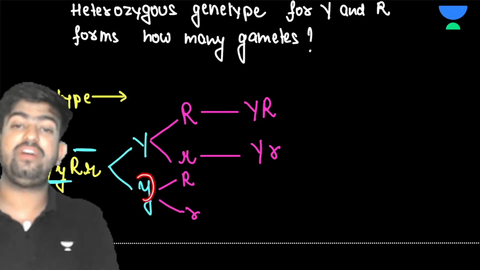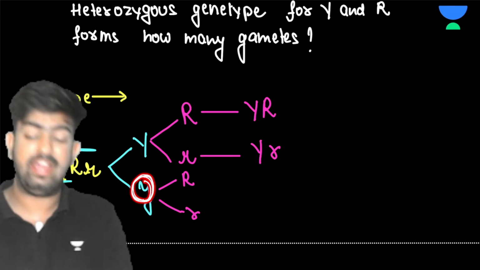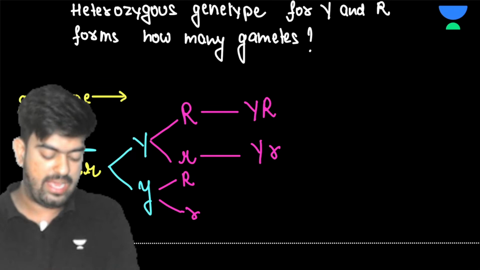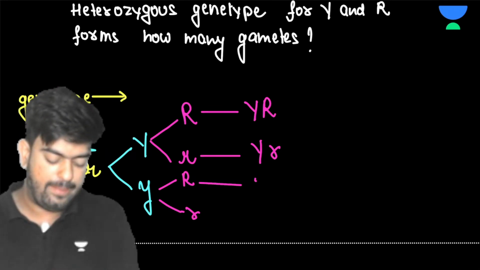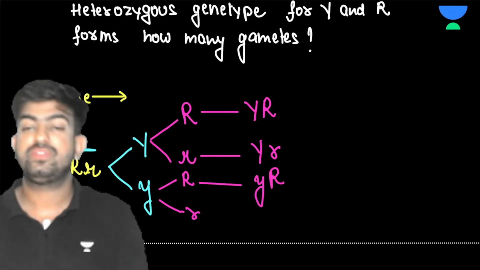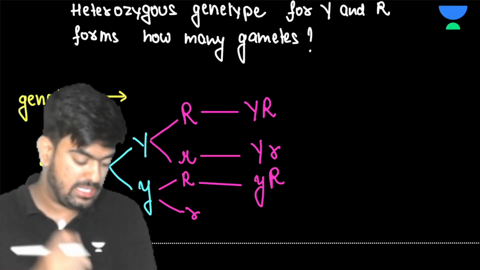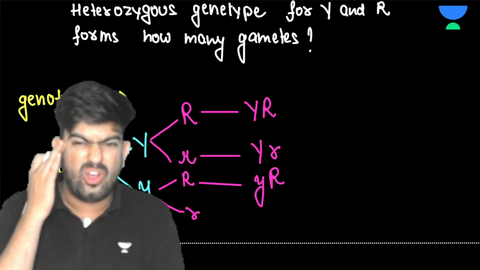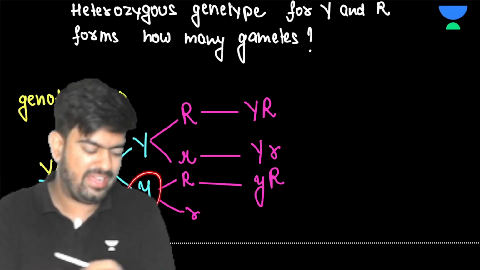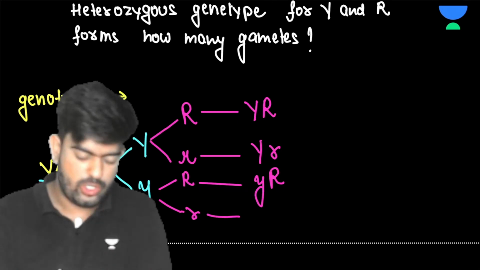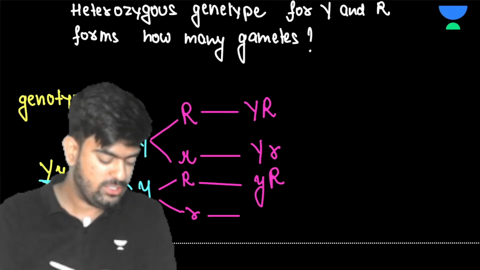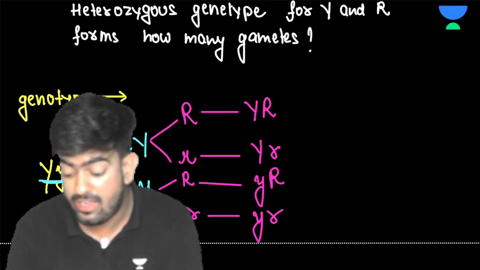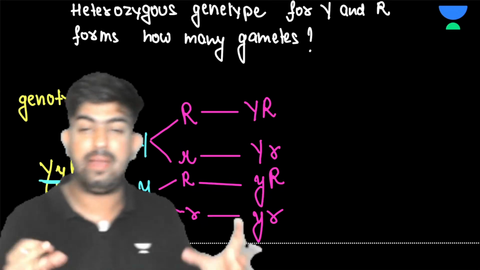In a similar manner, we have small y here, and here we have capital R. So we are going to have the gamete of small y and capital R. Now here we have small y and small r. How many types of gametes, guys? We have four types of gametes.